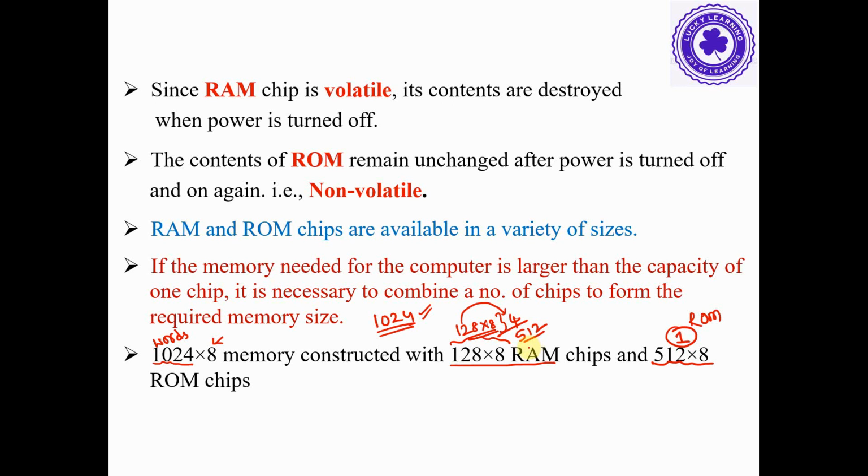It means 512 words of RAM and 512 words of ROM. A 512 by 8 ROM is already available, so one chip is sufficient, and a 512 by 8 RAM chip is not there. We have only 128 by 8 RAM chips. So how many RAM chips do we have to combine? 4. We combine four 128 by 8 RAM chips to get 512 words. This 512 plus this 512 totally becomes 1024 words of main memory.